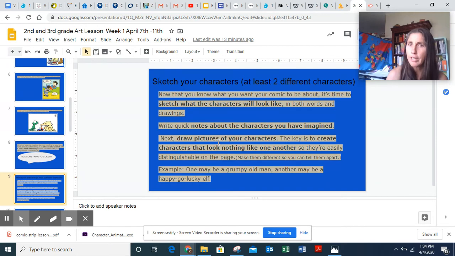Okay. Sketching your characters. You need to have at least 2 characters. Now that you know what you want your comic to be about, it's time to sketch the characters, what the characters would like to be looking like. You can use both words and pictures. Write quick notes about your character that you have imagined, and then draw a picture. The key is to create characters that look nothing like each other, so they can't be confused, okay? An example could be a grumpy old man, and another could be a happy-go-lucky elf.